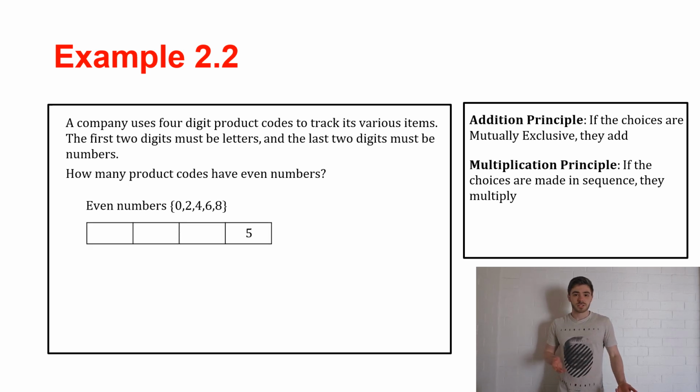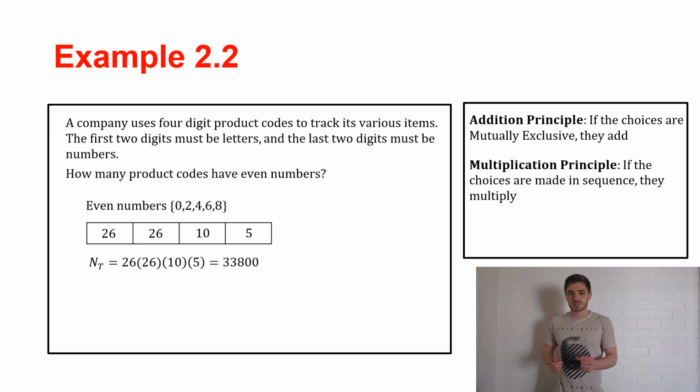From here, the rest of the question is the same. There's still going to be 26 choices for the first and second digits, and 10 choices for the third digit, since that third digit doesn't really have any impact on it being an even number or not. And once again, you're just going to multiply across, because all the choices are made in sequence.